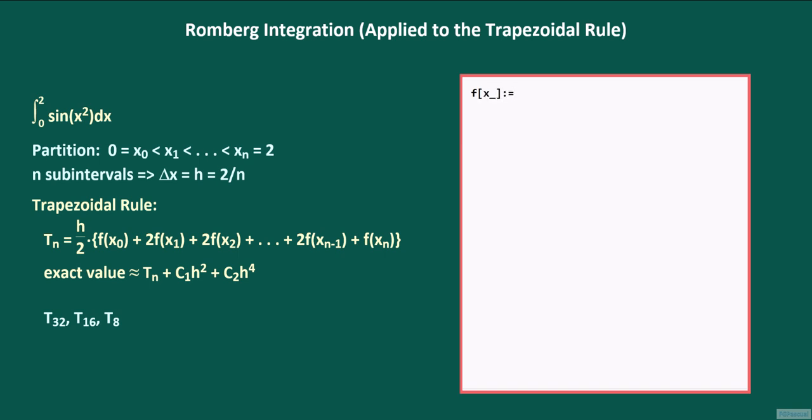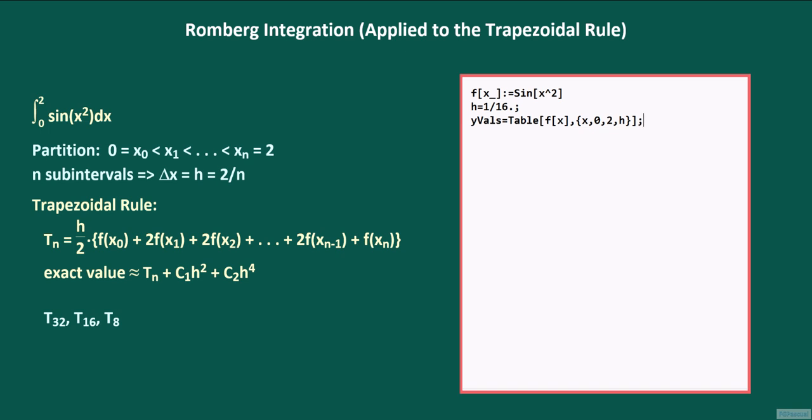F of x equals sine of x squared. The step size h is 2 over n. We start with n equals 32. So h is 1 over 16. Since the x values are not directly involved in the trapezoidal rule formula, we go straight to defining the y values. We call the list of y values y-vals. And we use the table command. So we have the table of f of x. X goes from the left endpoint 0 to the right endpoint 2 with step size h.